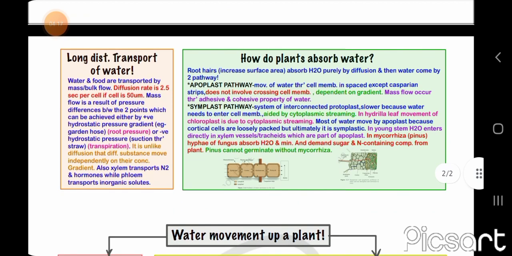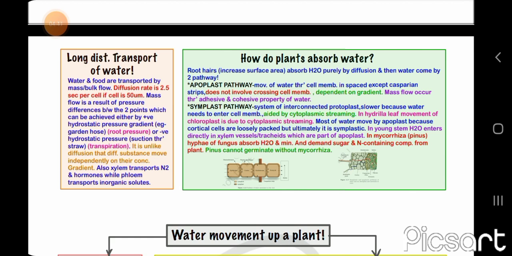Then long distance transport of water. Water and food are transported by mass or bulk flow. Diffusion takes about 2.5 seconds per cell if the cell is 50 μm. Then mass flow is a result of pressure difference between two points, which can be achieved by either a positive hydrostatic pressure gradient or a negative hydrostatic pressure gradient.